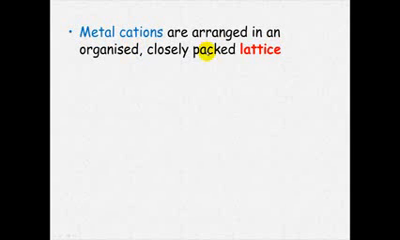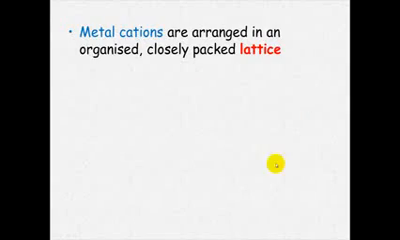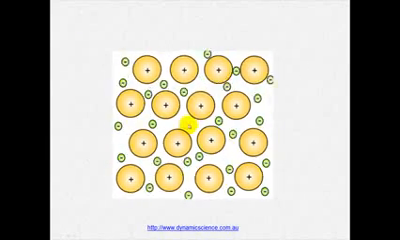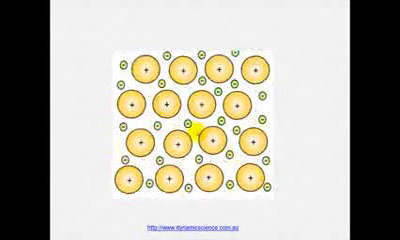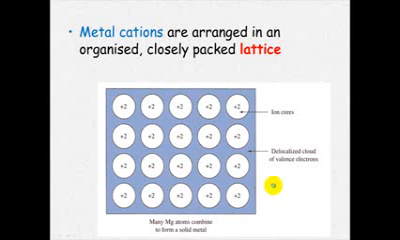These metal cations are arranged in an organised and closely packed lattice. So you can see here it's sometimes represented just with the cation in the middle and the sea of delocalized electrons around the outside. It's represented here as a cloud of valence electrons because, as we've already learned, if I look back at the previous slide here, electrons are whizzing around so fast that they form a cloud effect, and that's Schrodinger's waves or cloud effect.